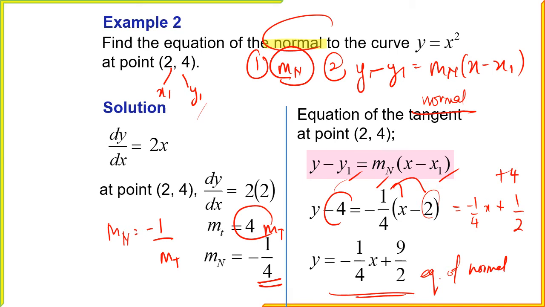Okay, the question asks you for the equation of normal. So, the difference in steps between the equation of tangent and the equation of normal is that we just have to continue to find the gradient of normal. Okay, we get the gradient of tangent first, then we have to find the gradient of normal. That is the only additional step for the equation of normal compared to the equation of tangent.